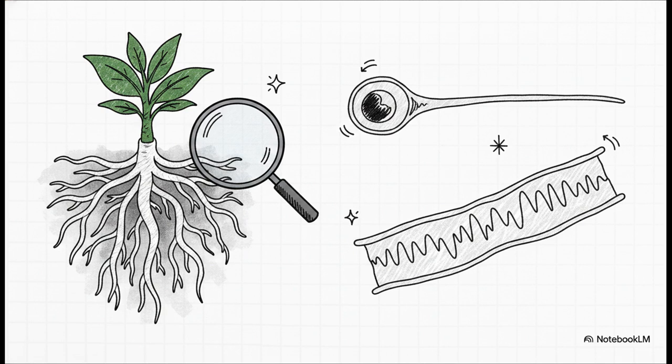Plant root hair cells adapt by elongating. They push these long, thin protrusions right into the soil. This creates a massive surface area for absorbing water and minerals with barely any increase in internal volume.